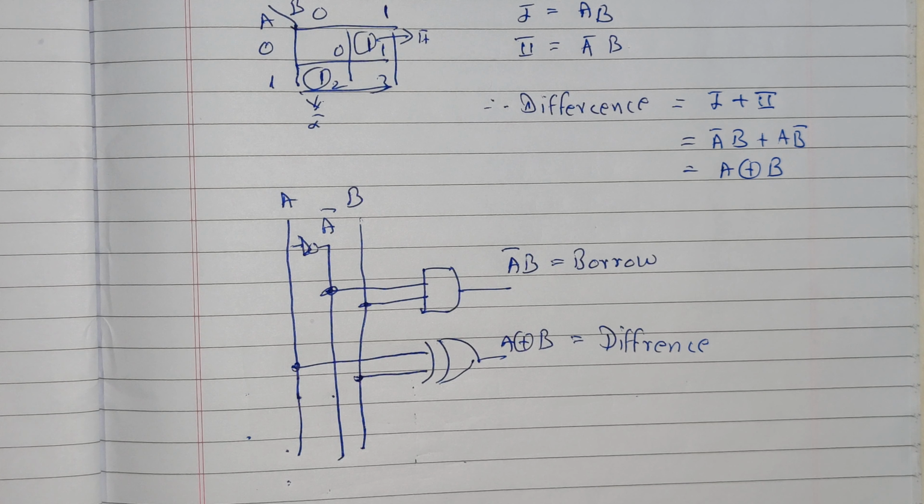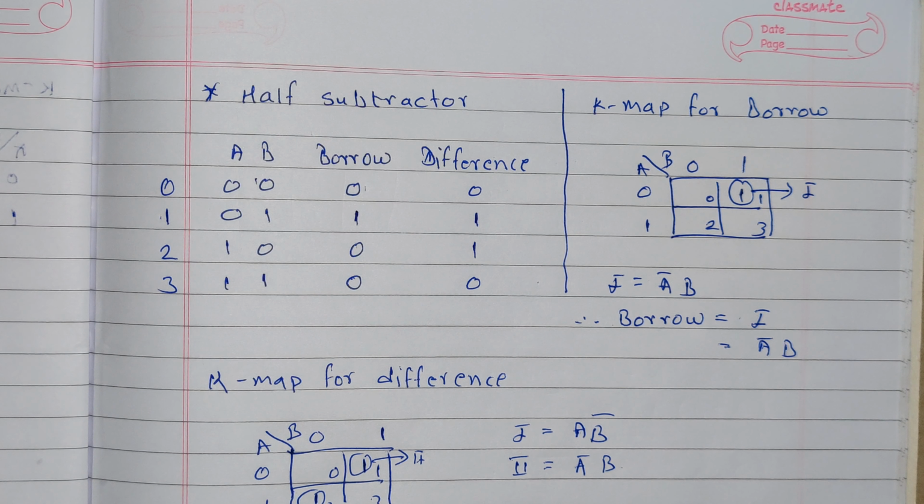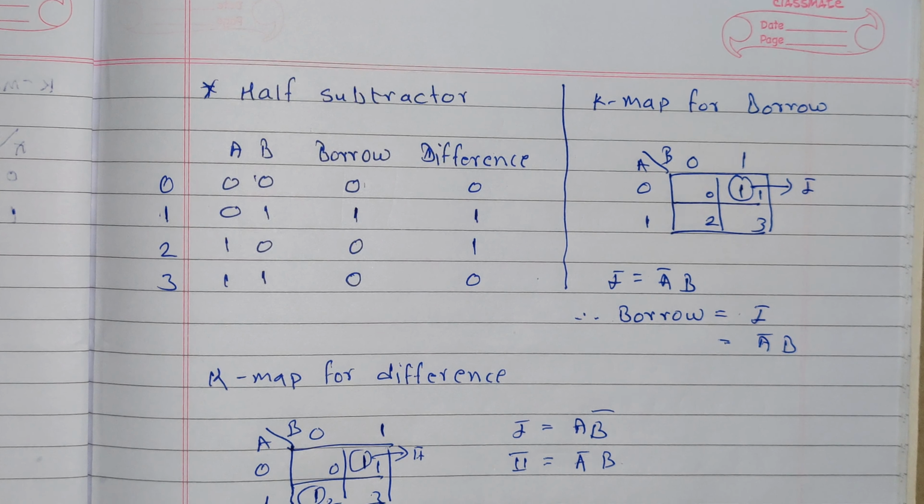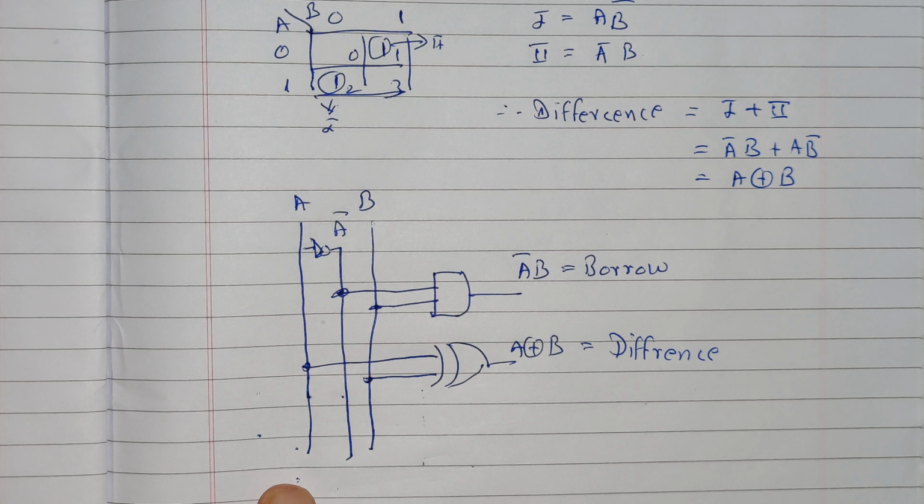So we got one truth table of half subtractor, K-map for borrow, K-map for difference, and finally the circuit diagram of half subtractor.